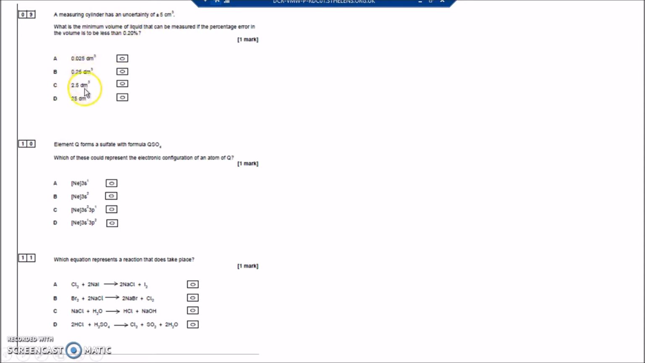The problem is that each of these volumes are in decimeter cubes, so we need to convert these into centimeters cubed. So to convert a large unit value like a decimeter cube down into a centimeter cube, you multiply by 1,000. So 0.025 decimeter cubed is 25 centimeter cubed, 0.25 decimeter cubed is 250 centimeter cubed, 2.5 decimeter cubed is 2,500 centimeter cubed, and 25 decimeter cubed is 25,000 centimeter cubed.